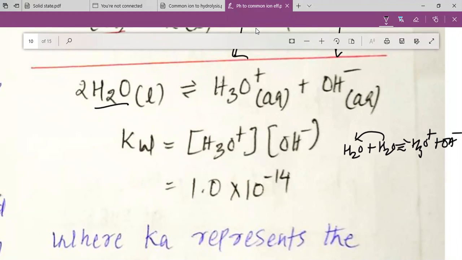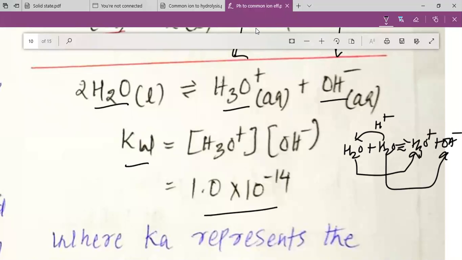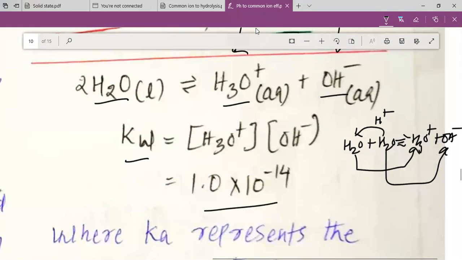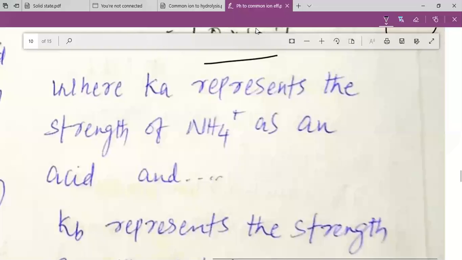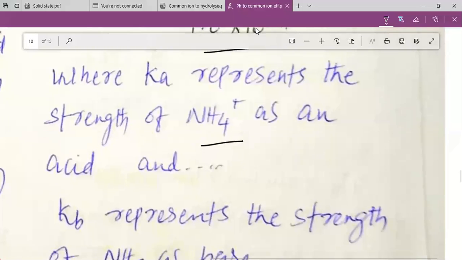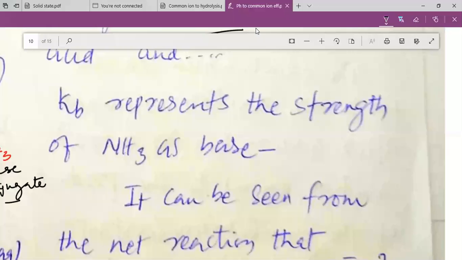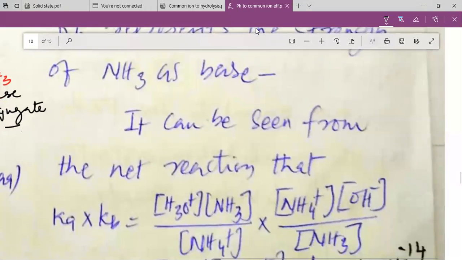This H2O donates H plus, and this H2O turns out to be H3O plus, and this turns out to be OH minus. For this ionic product we write the concentration of H3O plus and OH minus, and we have this value, that is 1.0 into 10 to the power minus 14, where Ka represents the strength of NH4 plus, which is an acid, and Kb represents the strength of ammonia, which is a base.